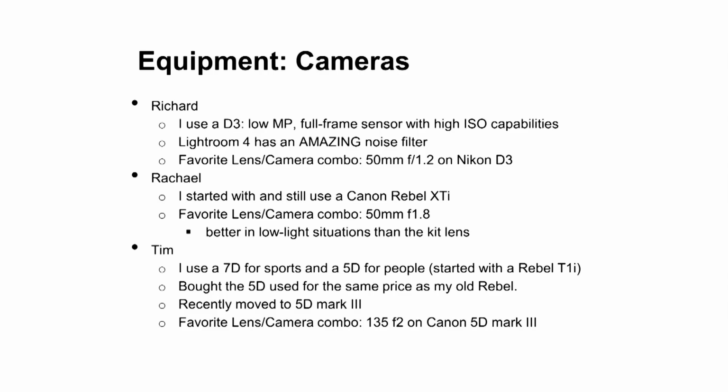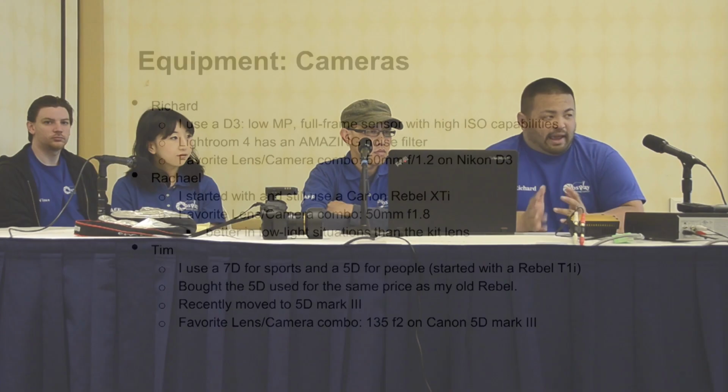So I pretty much focus on using full frame cameras with low megapixels with high ISO capabilities, because often I go back and forth between flash and ambient, but I like to shoot for mood and feel, so I shoot a lot of ambient. And also Lightroom has an amazing noise filter, so I'm not afraid to shoot in high ISO. And my favorite lens is the 50 f/1.2.